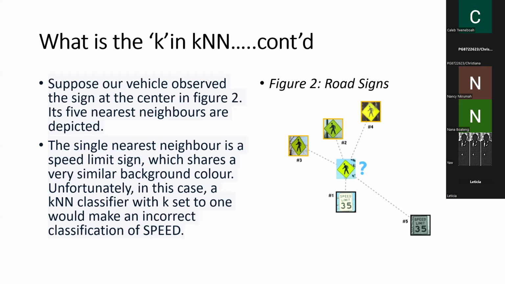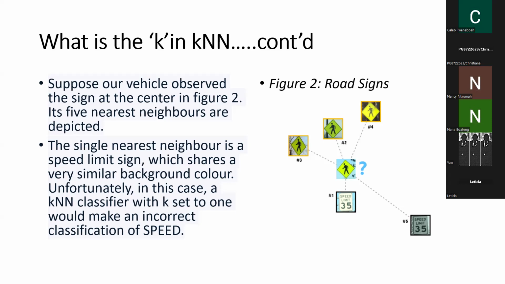So the K is not about the number of classifications, it's about the neighbors in the neighborhood that the sign will compare with, which helps it to classify exactly. All right, makes sense. You see the difference? Yes, sir. I see it small.